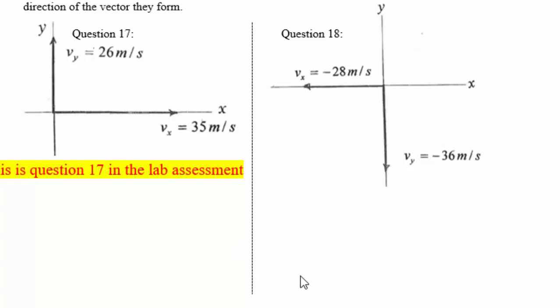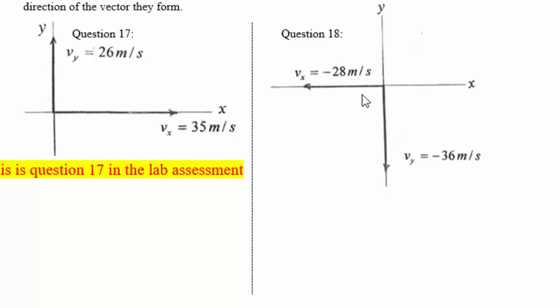Hello everyone. Let's look at question 18, where we are given the x component and the y component of a vector, and we are asked to find the magnitude and the direction of the vector that will break down into those two components. So we are given the components here and we need to find the magnitude and the direction of the vector.